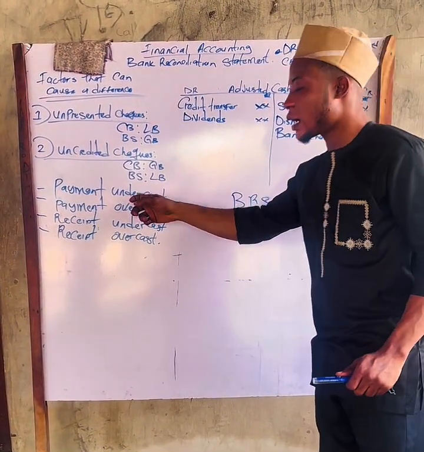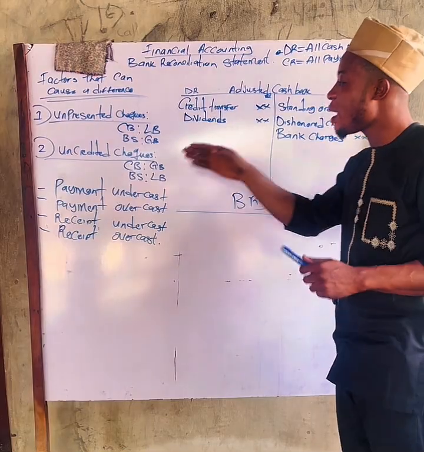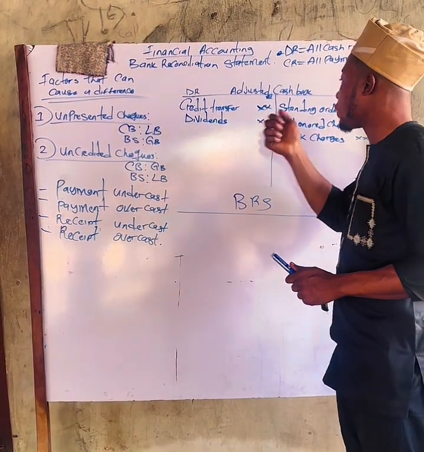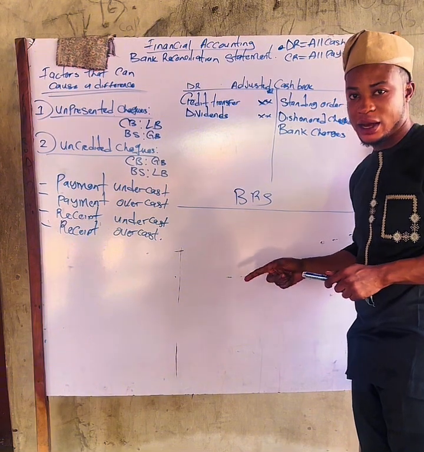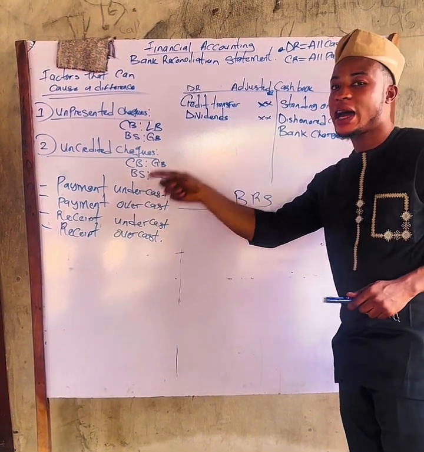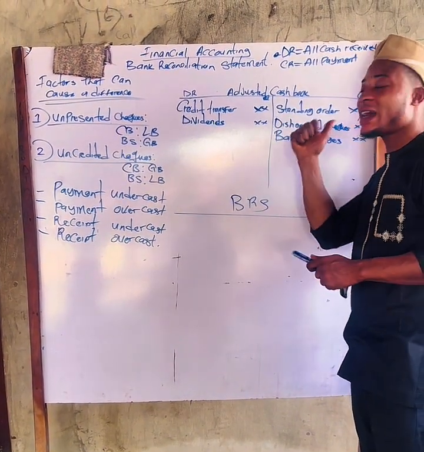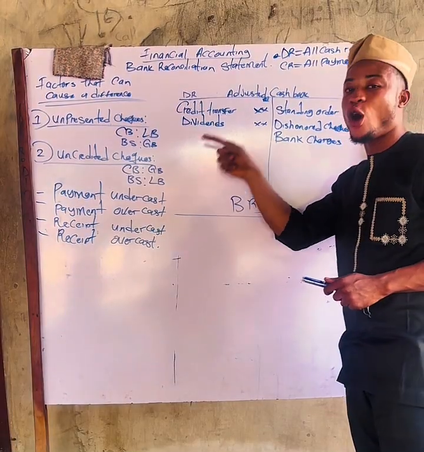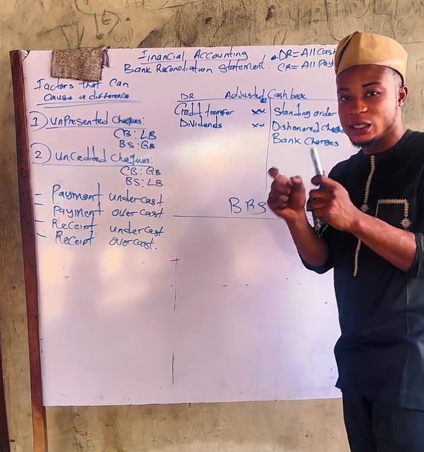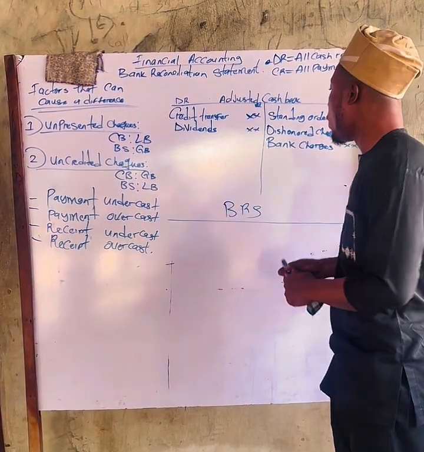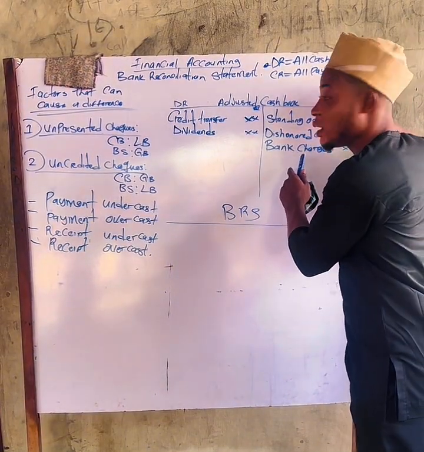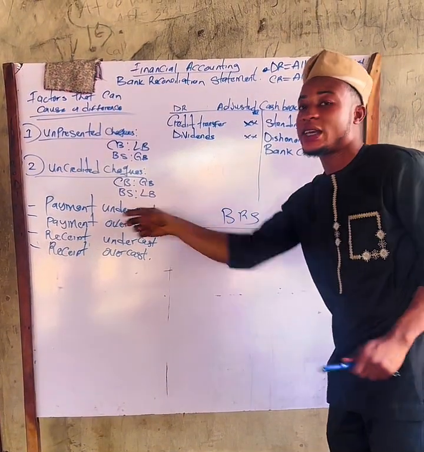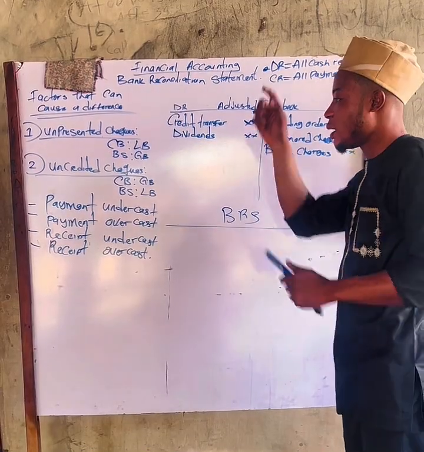Now, payment undercast are payments already recorded on the credit side of the cash book, but they are understated. I come again. Payment undercast are payments already recorded on the credit side of the cash book, but understated. To solve that problem, we are going to credit the adjusted cash book with the difference in that payment.